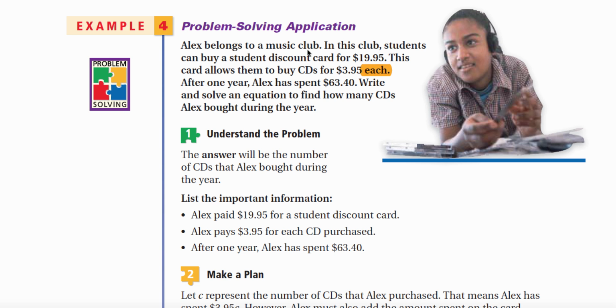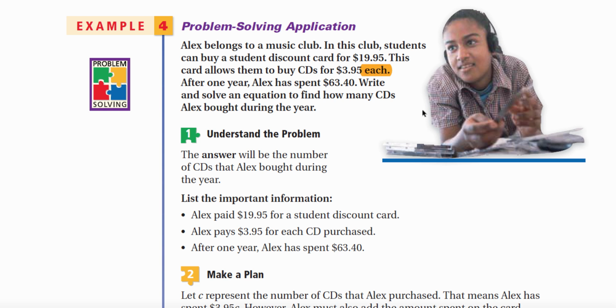Alex belongs to a music club. In this club, students can buy a student discount card for $19.95. This card allows them to buy CDs for $3.95 each. Notice I've highlighted that word. After 1 year, Alex has spent $63.40. Write and solve an equation to find how many CDs Alex bought during the year.